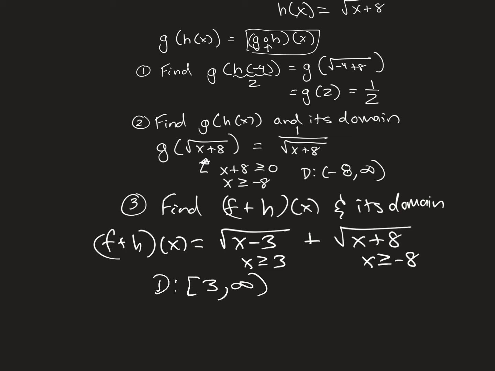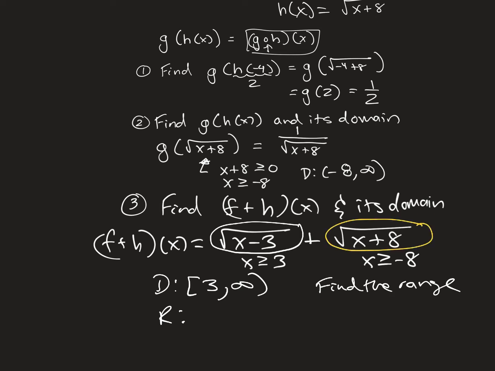Say I then went further and asked for the range of this function. Because I'm putting in only 3 to infinity, the low for the first piece will be 0. But for the second piece, the low will not be 0. The lowest output, when I put in 3, will be the square root of 11. So my range here is not 0 to infinity. It's the square root of 11 to infinity.